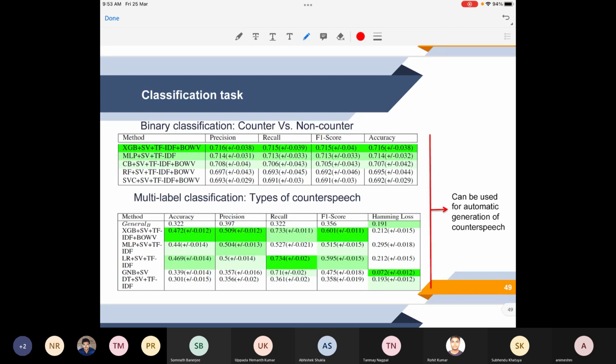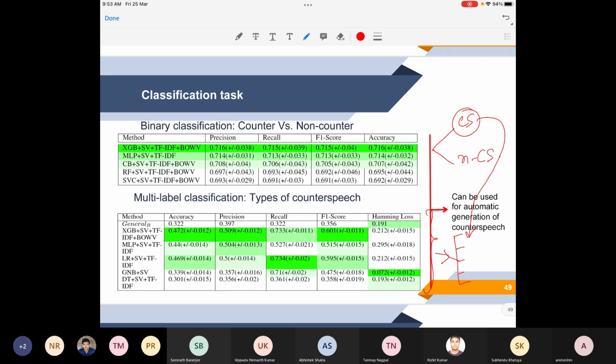We did the problem again in two parts. One was a binary classification where you have counter speech and non-counter speech, whereas the second one is a more in-depth task where you also try to identify one of the different categories of counter speech. So once you have classified something as counter speech, you next try to identify what type of counter speech it is. Okay, and we use some very simple models.